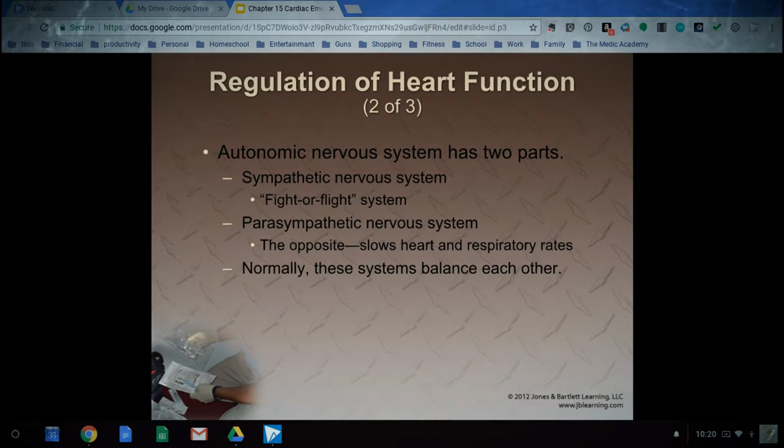The parasympathetic, on the other hand, does the exact opposite. This is the feed or breed nervous system. It's also known as the cholinergic nervous system. This nervous system slows the heart rate and it slows the respiratory rate. Now, these systems, think of them as a seesaw. They normally balance each other out to help maintain homeostasis, but at times, one has to outweigh the other.